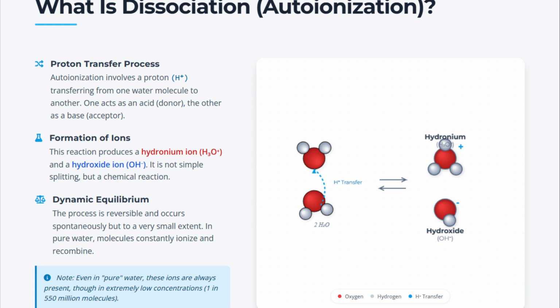Here's a mind-blowing note. Even in what we call pure water, these ions are always present, though in extremely low concentrations. To be precise, only about 1 in 550 million water molecules is ionized at any given moment. The slide has a diagram illustrating this, showing two water molecules with an H transfer between them forming hydronium and hydroxide. Now, how do we measure this? With a famous scale you've probably heard of.